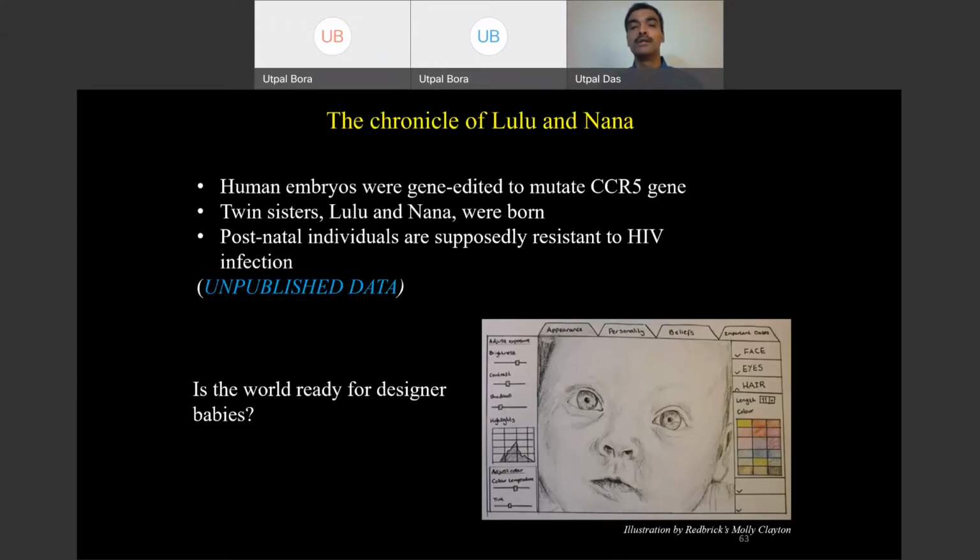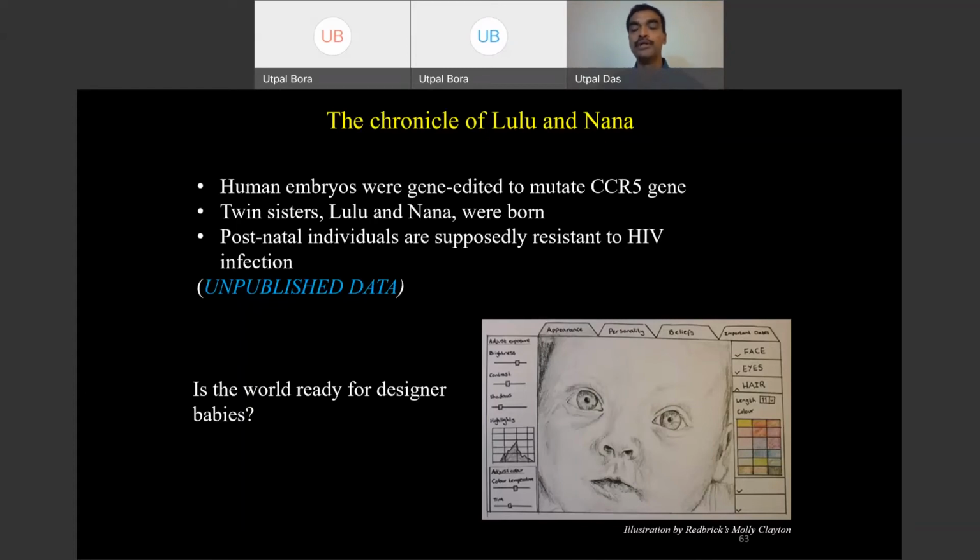What that scientist did was modify the CCR5 gene using the CRISPR-Cas9 system in human embryos, and they gave birth to 2 twins, Lulu and Nana. They were born, and his hypothesis was that once this particular gene was mutated, those two individuals would never get infected with the HIV virus.